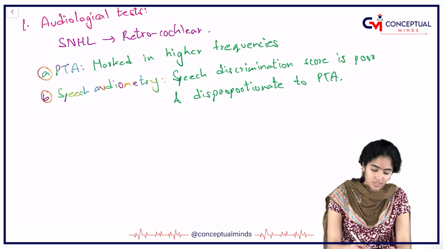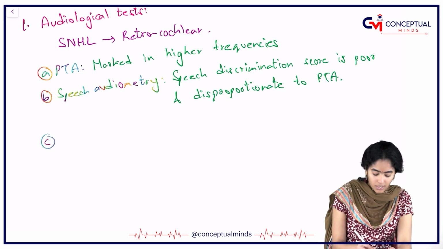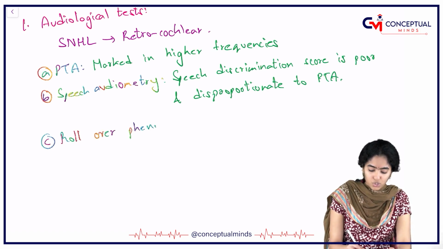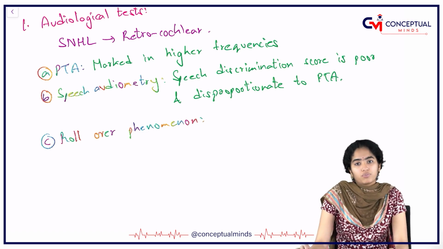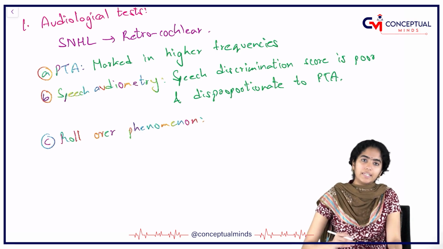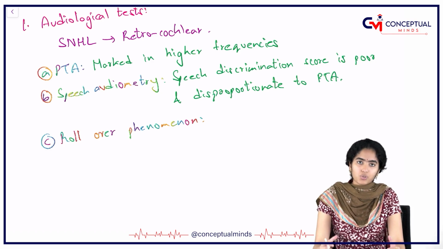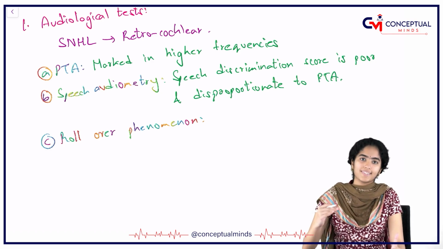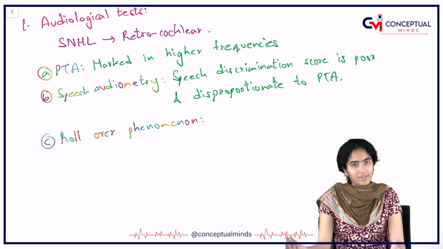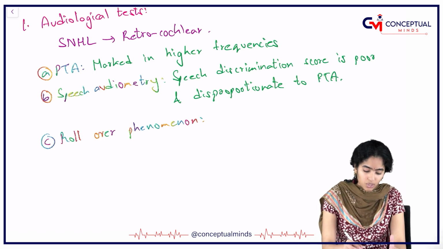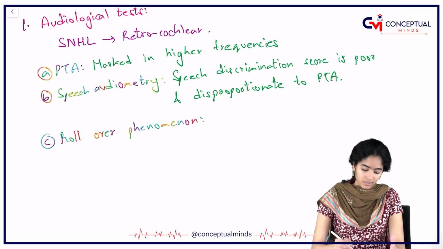And certain other features that you observe are, there is something called as rollover phenomenon, which is a feature of retrocochlear hearing loss. What is rollover phenomenon? As we increase the loudness, the person can hear better. Normally also, even for normal people, if you increase the loudness, we can hear better, isn't it? In these patients also, as you increase the loudness, they can hear better and better. But there is a small twist that occurs here.